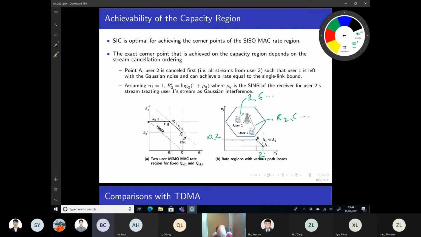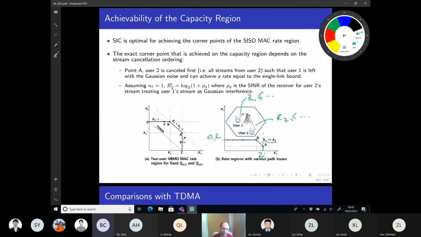If you operate at point B, you actually lose a little bit for user 1, but not so much. Relatively speaking, user 1 does not lose that much, but user 2 can get a quite large increase. Moving from point A to point B, user 1 maybe loses 10%, but user 2 has its rate doubled, for instance. So this is an example where the path loss of user 1 is much smaller than the path loss of user 2. In this case, you would maybe prefer to operate at point B, because that's maybe a more fair point to operate at, right?